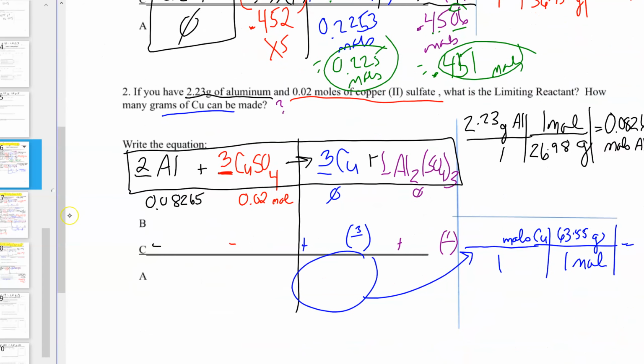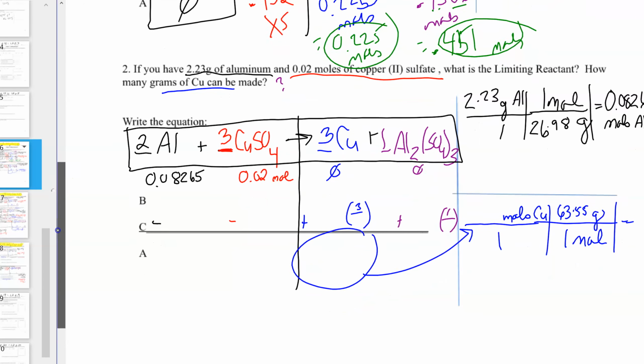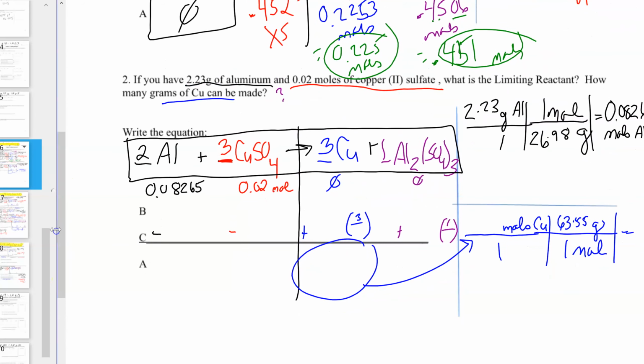Okay, let's look at number 2 on page 16. And remember, if you have any questions, make sure you email your teacher for help. If you have 2.23 grams of aluminum and 0.02 moles of copper 2 sulfate, what is the limiting reactant? How many grams of copper can be made? So we're adding that extra layer of complexity here. They gave us grams, they want grams out.